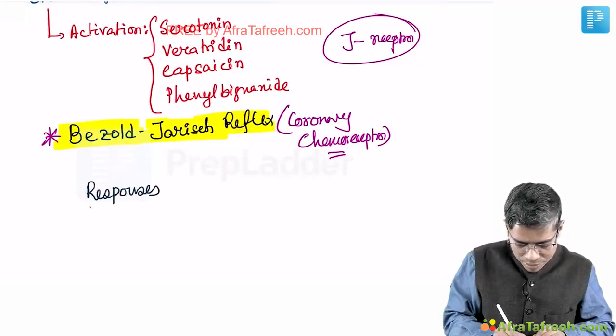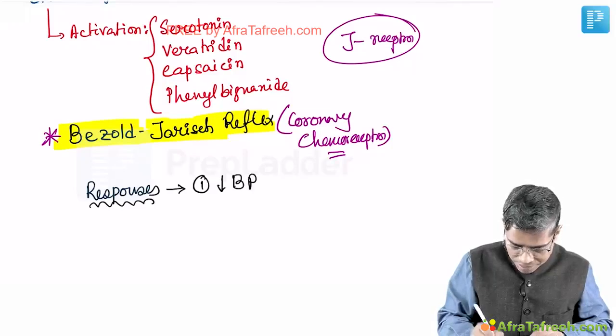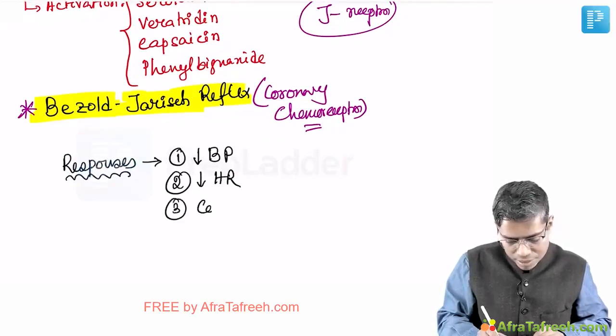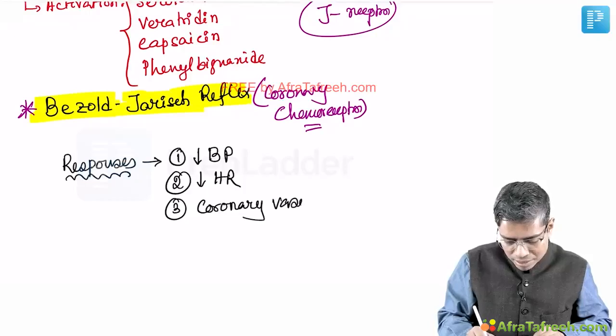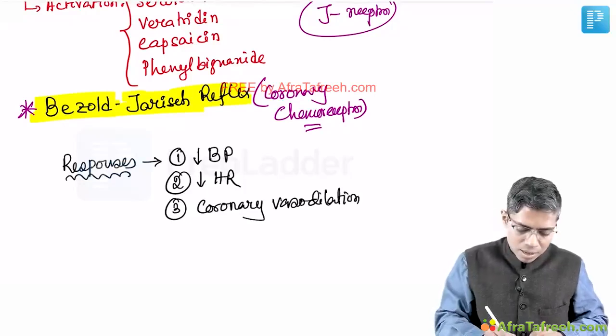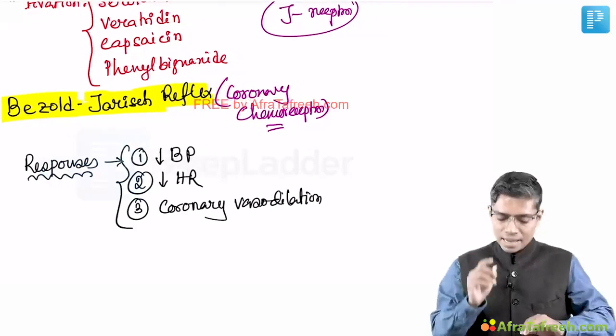Responses. Number one, there will be severe hypotension, a decrease in blood pressure. There will be severe bradycardia, and number three, there will be coronary vasodilatation. These are known as the triad of the Bezold-Jarisch reflex.